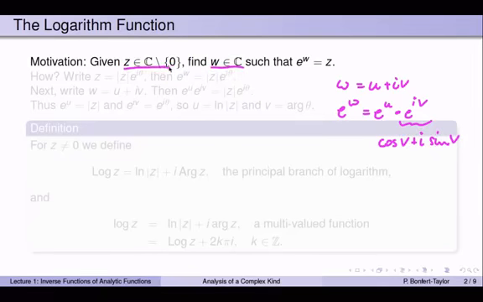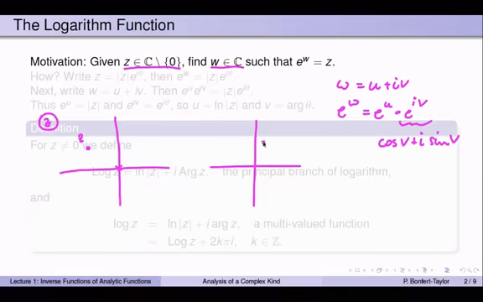Given a certain z in the complex plane, not the origin, find a w in the complex plane such that e to the w is equal to z. In other words, we want to start with a z over here in the z plane, which is not the origin, and we want to find a w in the w plane such that the exponential function maps e to the w to z. So this point w is to be mapped to z under the exponential function. So what we're looking for is an inverse to the exponential function. The exponential function maps w to z.